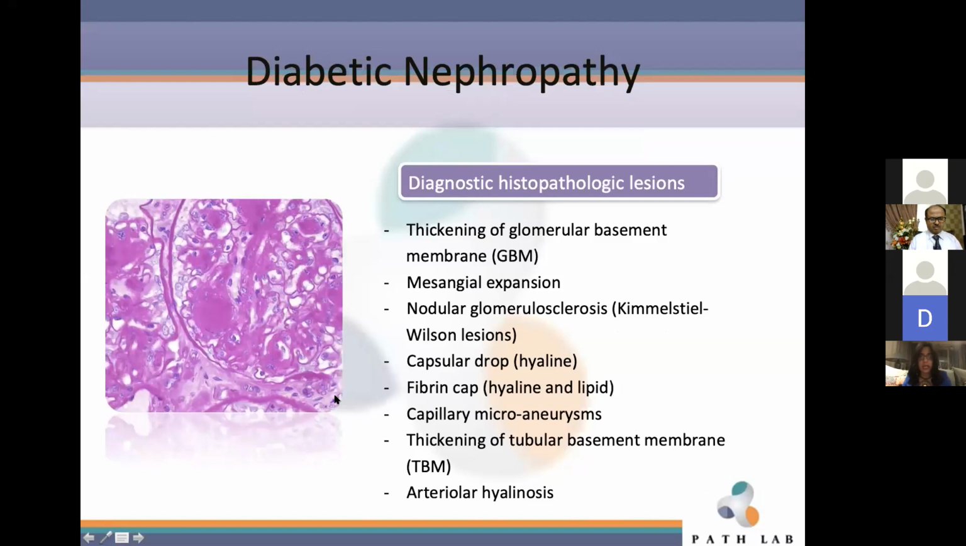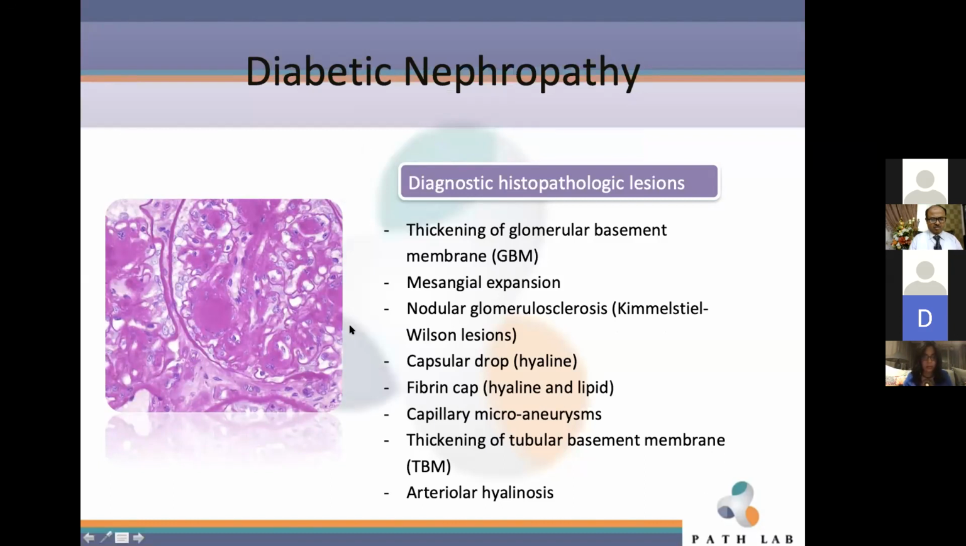Now, diabetic glomerulosclerosis, or what you know as diabetic nephropathy, has diagnostic histopathological lesions that cover almost all the compartments of the kidney. You have thickening of the glomerular basement membranes, mesangial expansion, and nodular glomerulosclerosis, which is known as Kimmelstiel-Wilson. You have what we call capsular drops, fibrin caps, and capillary microaneurysms. You also get affection of the tubular basement membranes, and you get arteriolar hyalinosis.